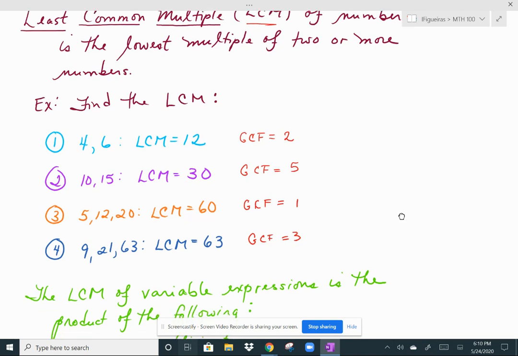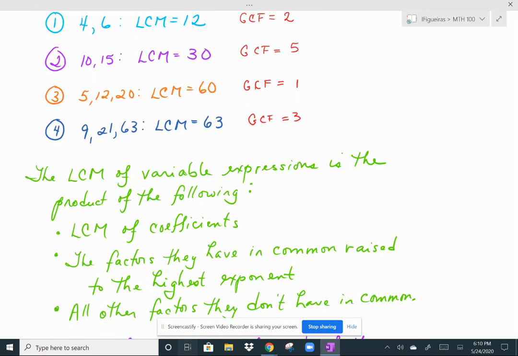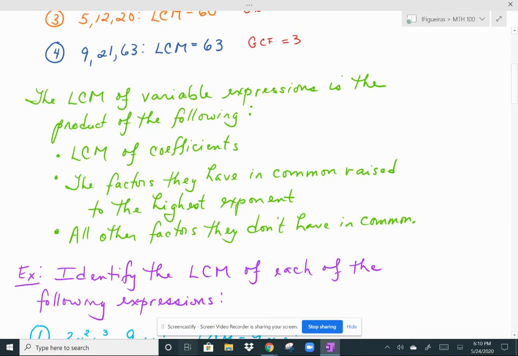Okay, so what happens when you have variables? The LCM of a variable expression is the product of the following. It's the LCM of the coefficients, so that's exactly what I described above. Coefficients are numbers. Then the factors that they have in common raised to the highest exponent, that's important to remember. And then all other factors that they don't have in common. So sometimes it will be the product of all three of these things. Sometimes it's just one or two of these things, depending on what the factors look like.